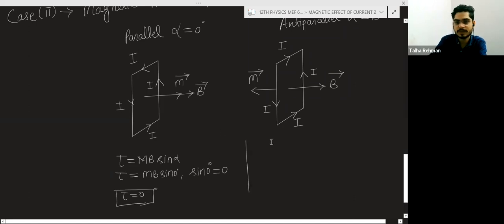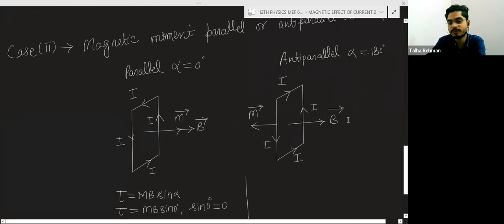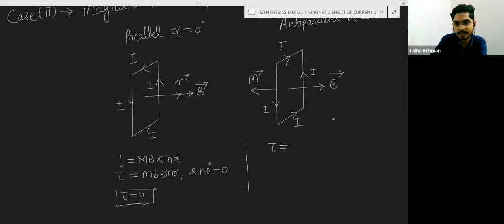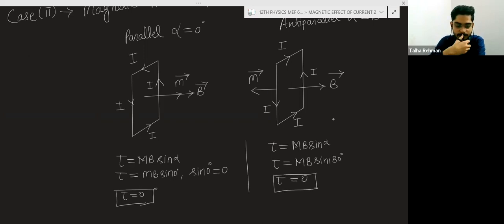Now come to this side, the anti-parallel case, when your magnetic moment is anti-parallel to the magnetic field. Torque is again given by the same formula. When you place a current carrying coil in the magnetic field, your torque is given by MB sine alpha. Now put the magnetic moment, magnetic field, sine of 180 degrees. Sine 180 is again 0, and your torque will be 0 again.